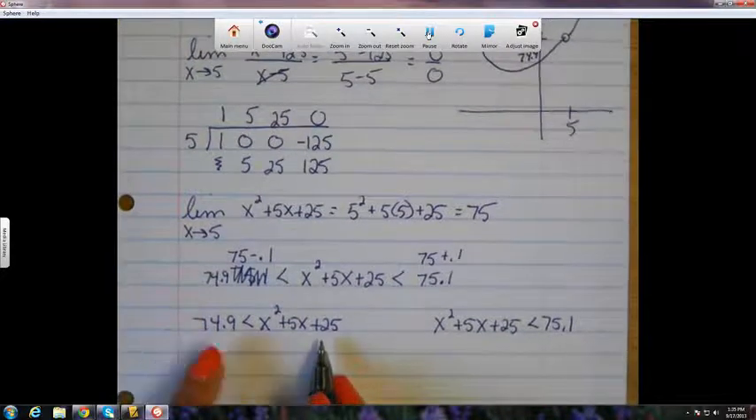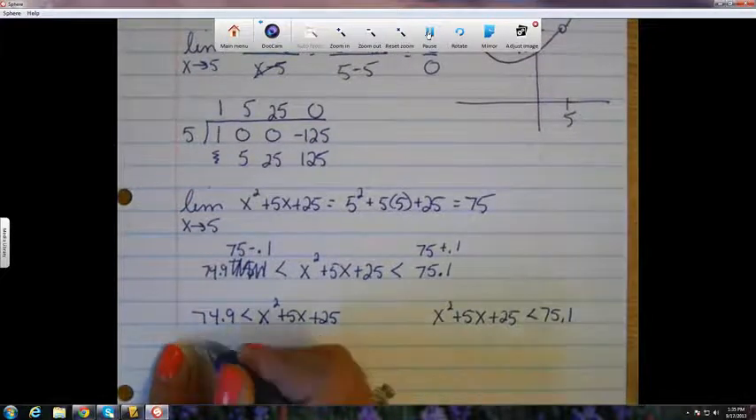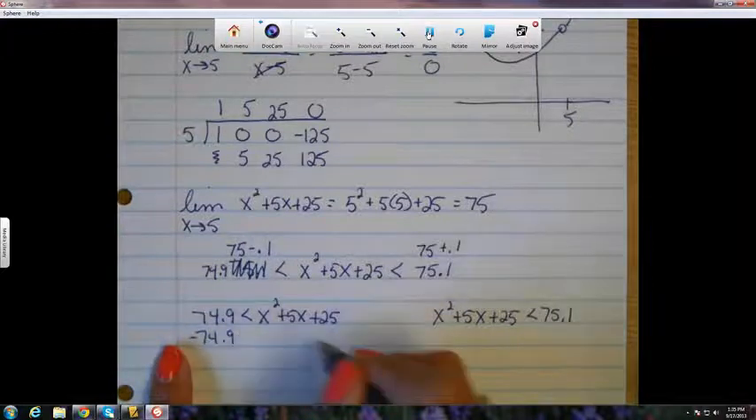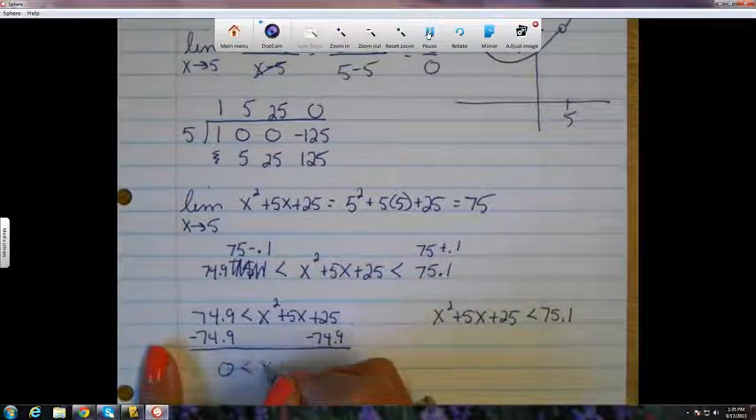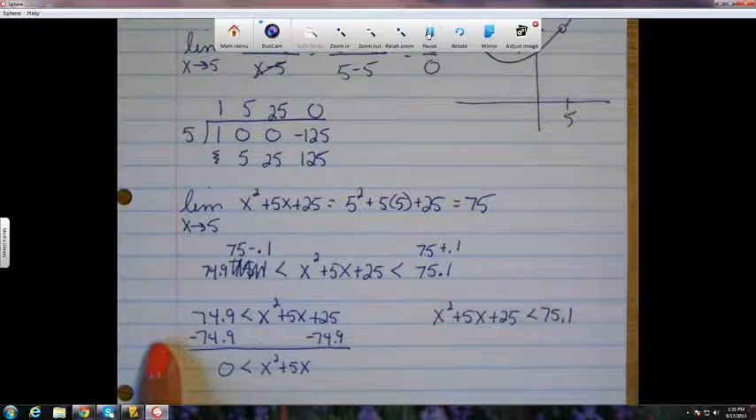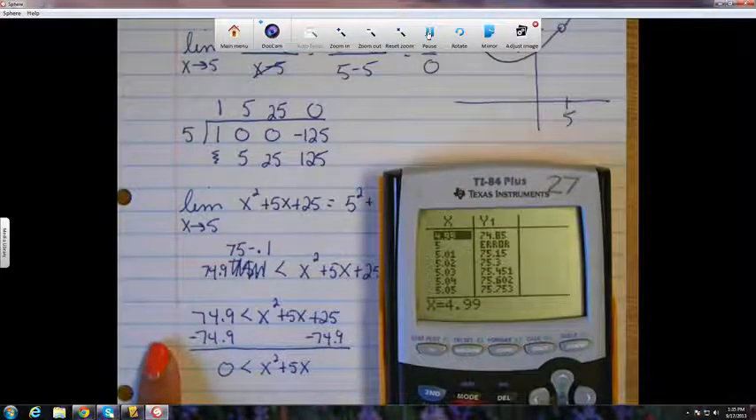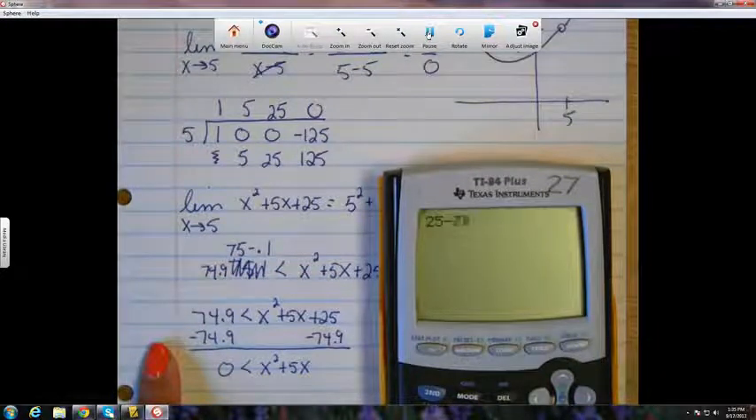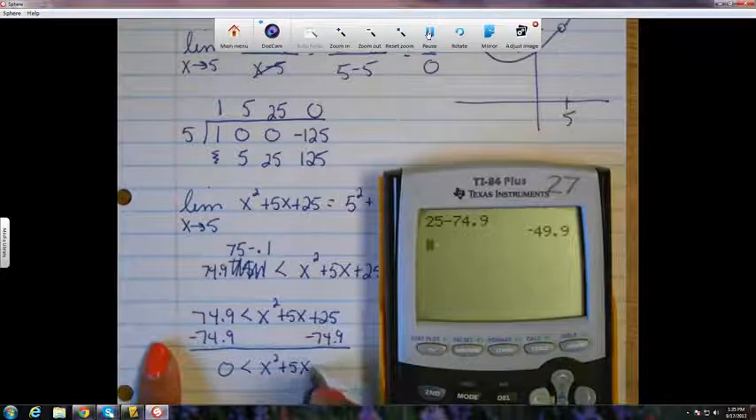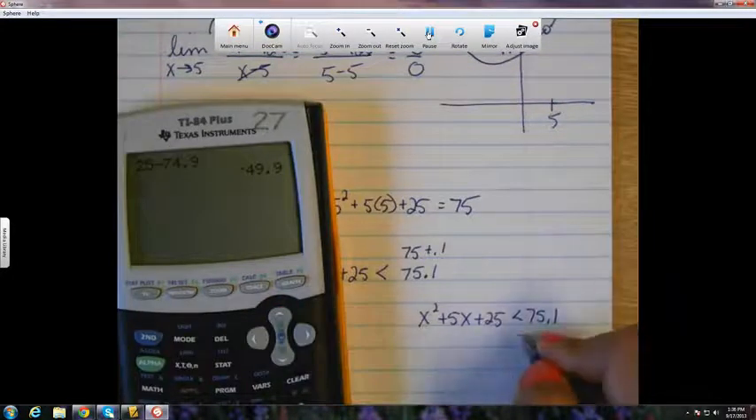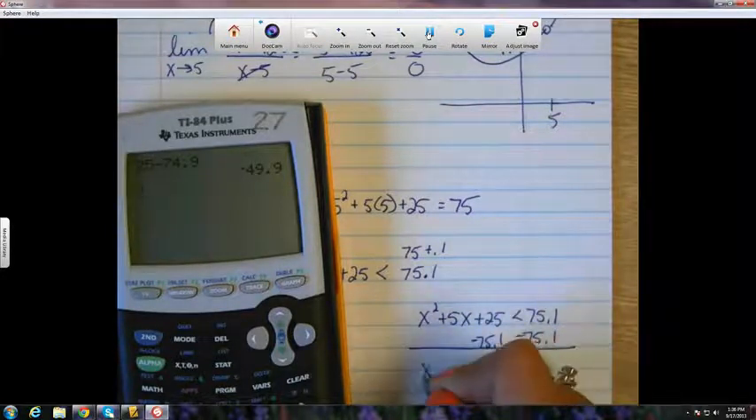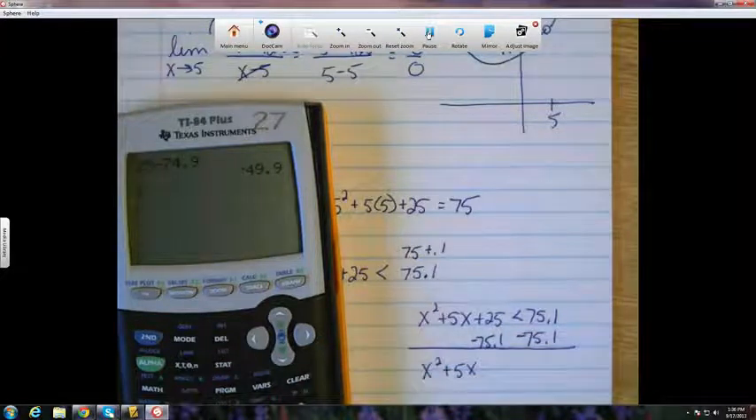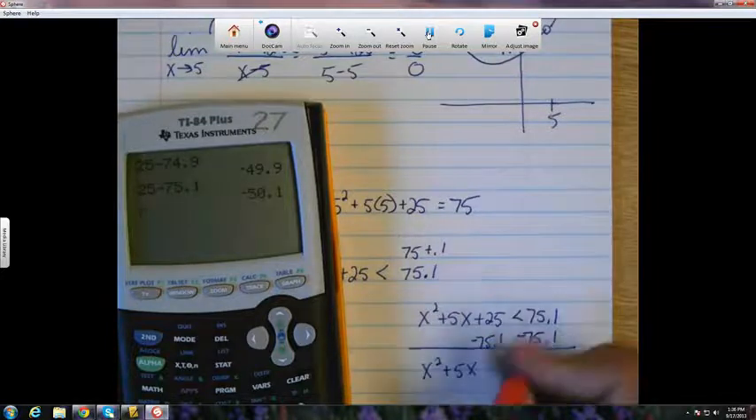Again, like I said, to use the quadratic formula, this has to be equal to 0 over here. So we're going to subtract the 74.9. So we've got 0 less than x squared plus 5x, and then 25 minus 74.9 is minus 49.9. Back to that. Over here, let's subtract 75.1. X squared plus 5x, and then 25 minus 75.1 is minus 50.1.